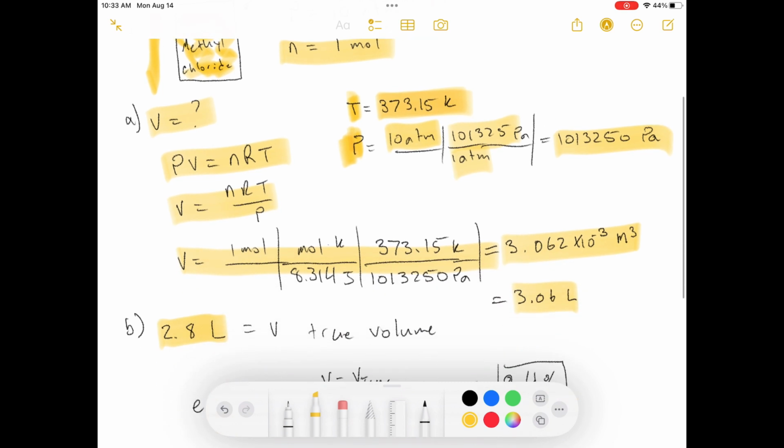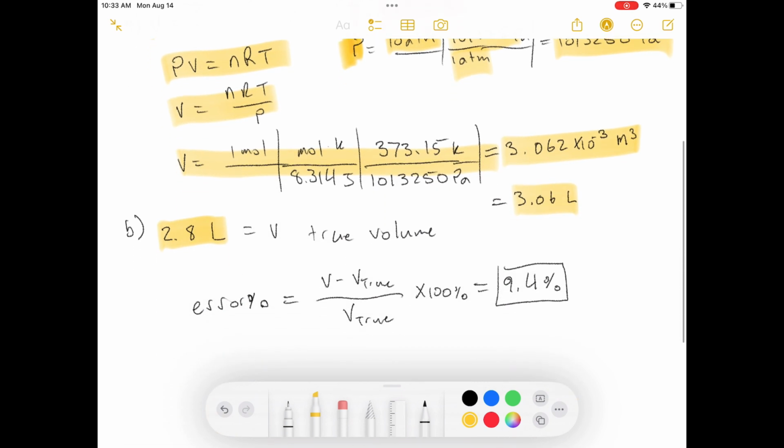Well then, the percent error is equal to the calculated volume minus the true volume, divided by the true volume. And then you multiply that by 100%, and you get 9.4%. Okay? So that's about how much error we get from using the ideal gas equation of state.